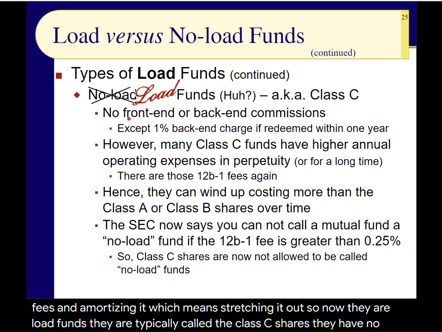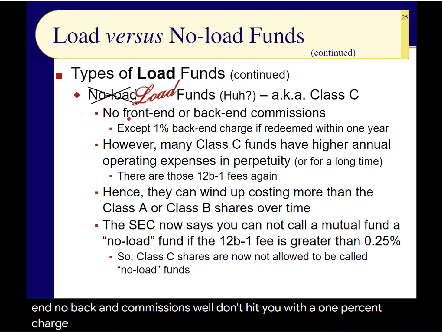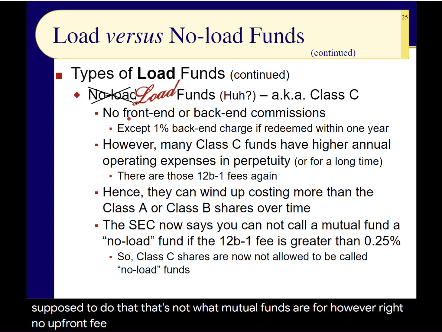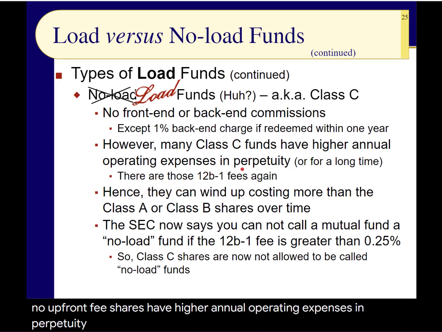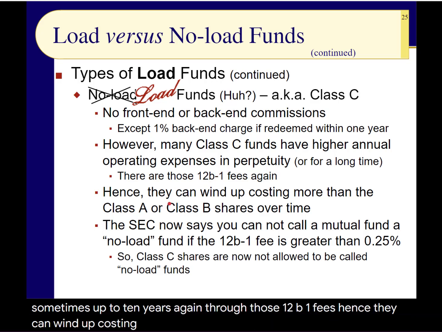They have no front end, no back end commissions. Well, they'll hit you with a 1% charge if you take the money out within 1 year, but you're not supposed to do that. That's not what mutual funds are for. However, no upfront fee, no back end fee. The Class C shares have higher annual operating expenses in perpetuity, or at least for a long time. Sometimes up to 10 years, again through those 12b-1 fees. Hence, they can wind up costing you more than the Class A or the Class B shares over time.